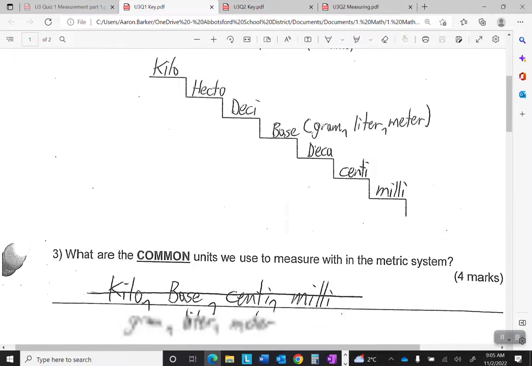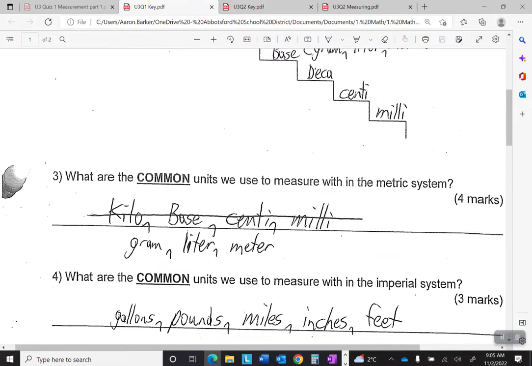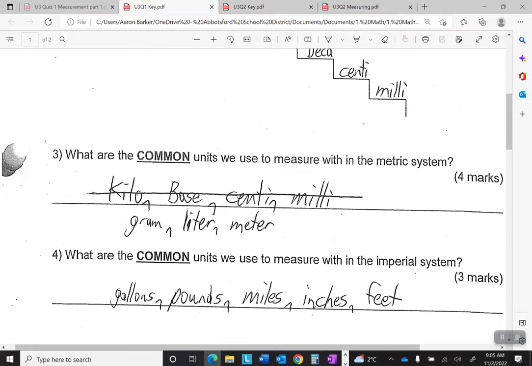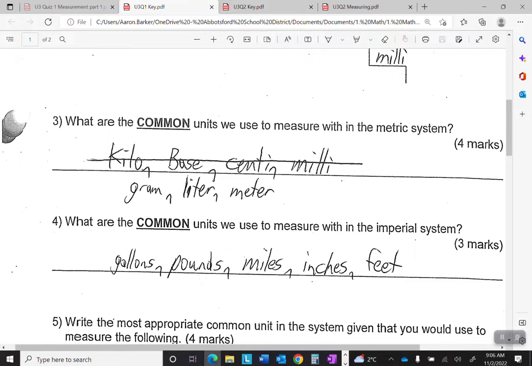Okay. Common units, it shouldn't be kilo, base, centi, that's crossed out. It should be gram, liter, meter. That's the base unit, the common ones. But the common for the imperial system, I screwed that up when I answered it, didn't I? Yeah, I did. So kilometer, centi, milli, that's fine. I see I changed it on this key, but I didn't change it on the other one.